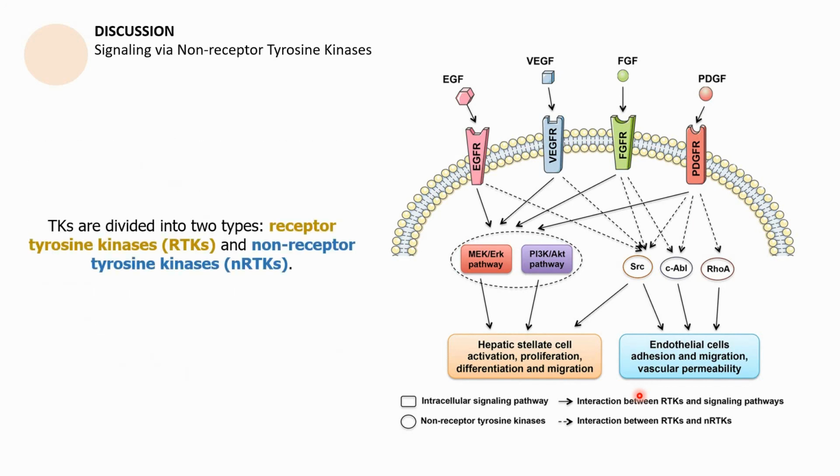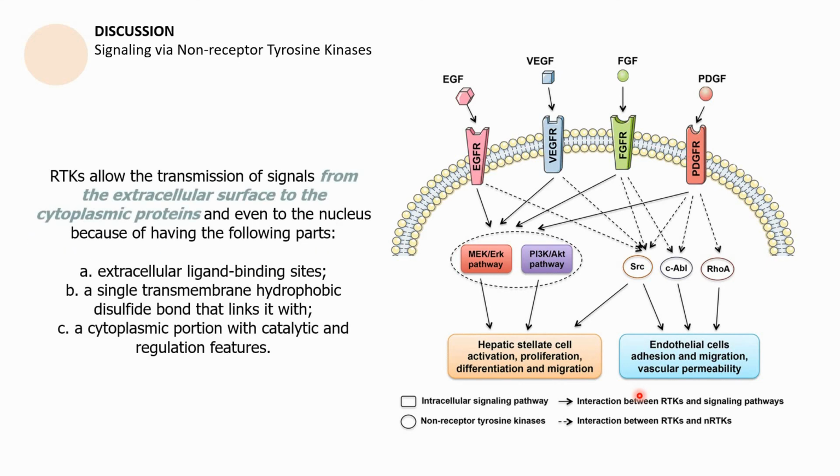TKs are divided into three. The first one are receptor tyrosine kinases, so they rely on a receptor for them to work, and then non-receptor tyrosine kinases, which obviously do not require a receptor. Receptor tyrosine kinases or RTKs allow the transmission of signals from the extracellular surface to the cytoplasmic proteins and even to the nucleus because of having the following parts.